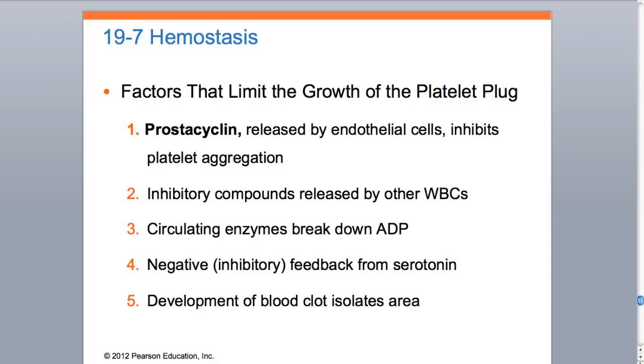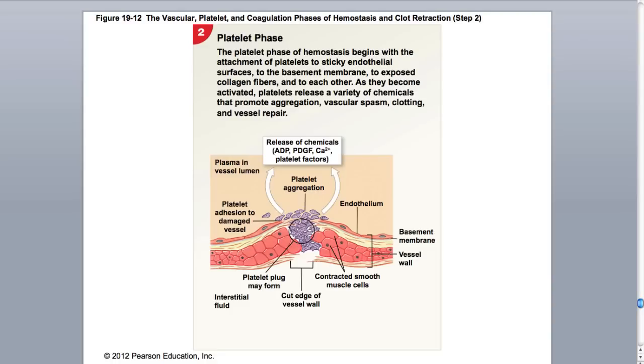Okay, next slide. Now, this is a slide summarizing step 2. So this is a slide that summarizes step 2, the platelet phase. This is a slide that has Roman numeral 1, 2, and 3 built in.